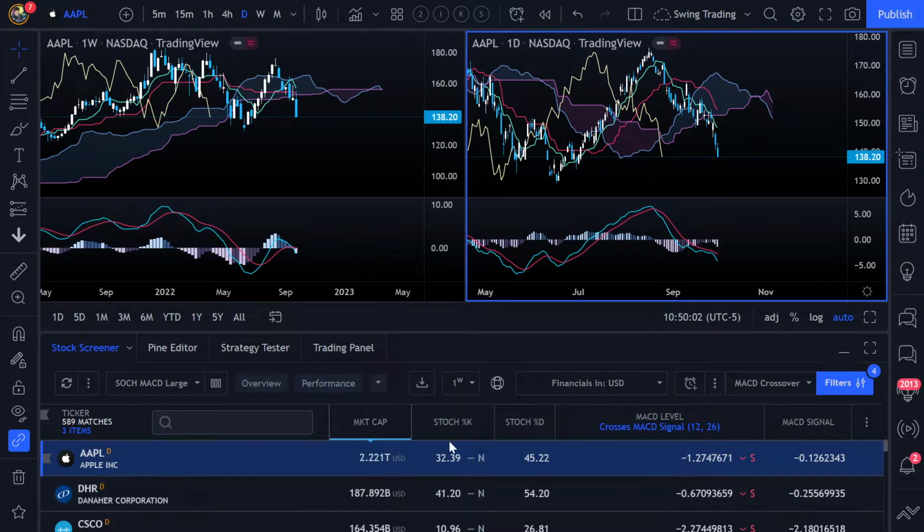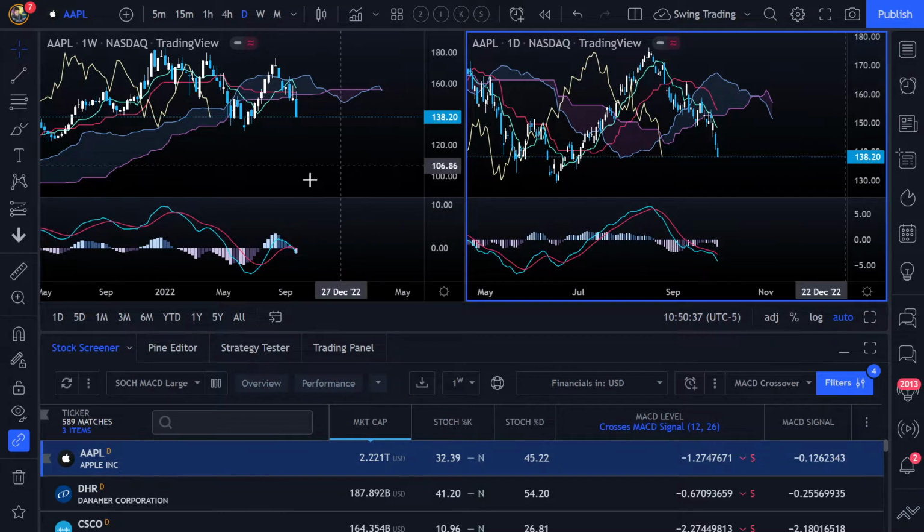So the filters are very simple. It's just one condition: MACD level crosses MACD signal. So what that means is this green line crossing the red line. That's it in the weekly time frame. And I have chosen all of the markets in the world. And the tickers are organized from the most capitalized to the less capitalized.